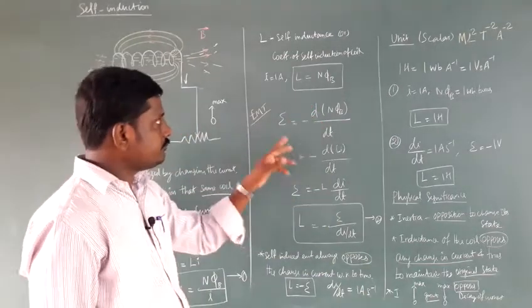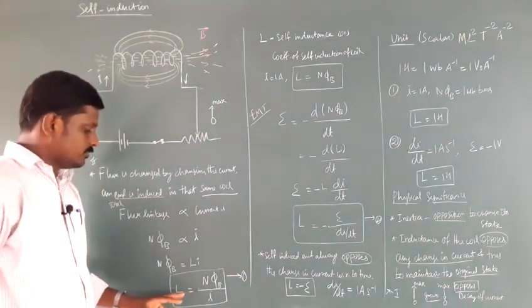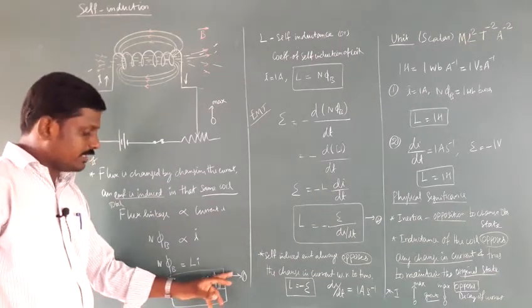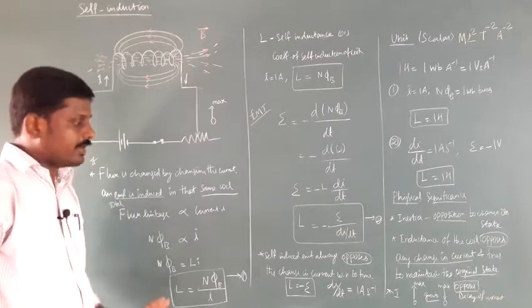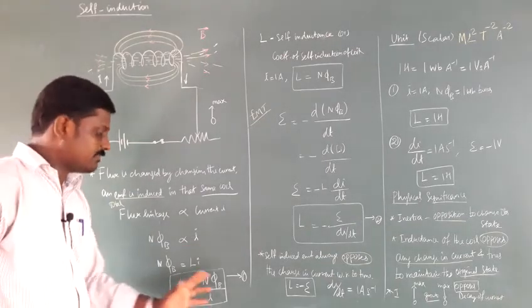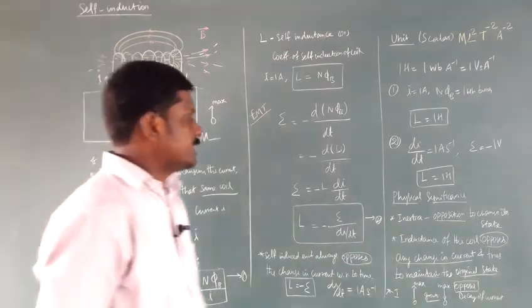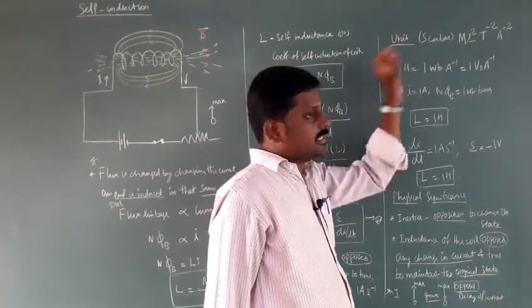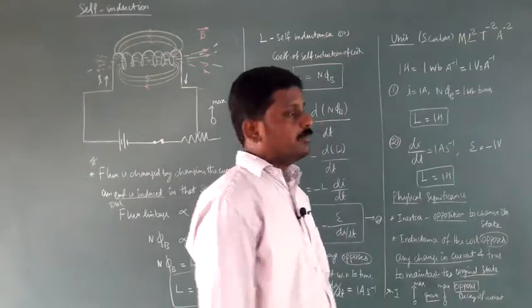Here, what do you write? Self-inductance is defined as the total flux linkage with the coil when 1 ampere current flows through the coil. According to the formula, the definition of self-inductance varies. Next, what is the unit of inductance? First, inductance is a scalar, so it has only magnitude.